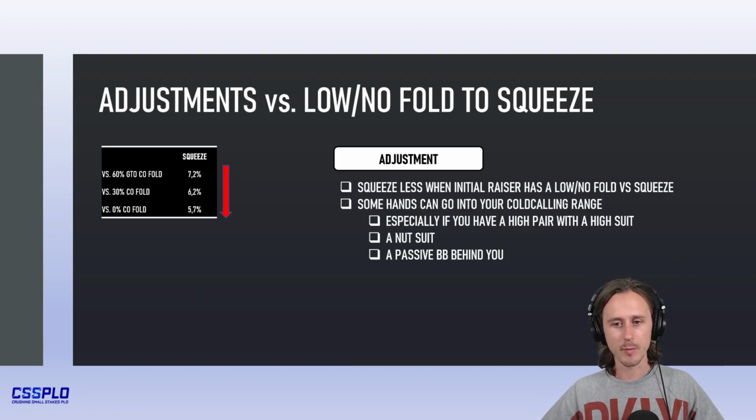Especially if you have a high pair with a high suit. Some of those combinations that don't really want to squeeze anymore can still enter the pot by calling. Some connected hands that do have that nut suit, but don't really want to squeeze anymore at this point, can also enter the pot. And exploitatively, of course, think about if you have a very passive big blind behind you that is never going to squeeze, or if you have some recreational players opening in front of you, there are always reasons to enter the pot a little bit lighter here.